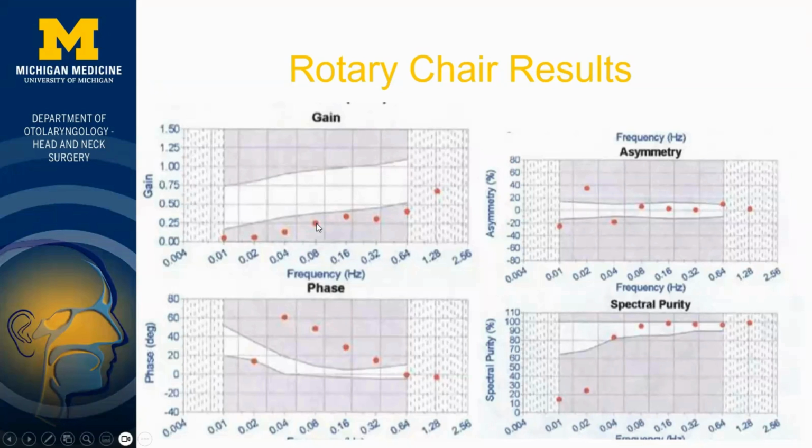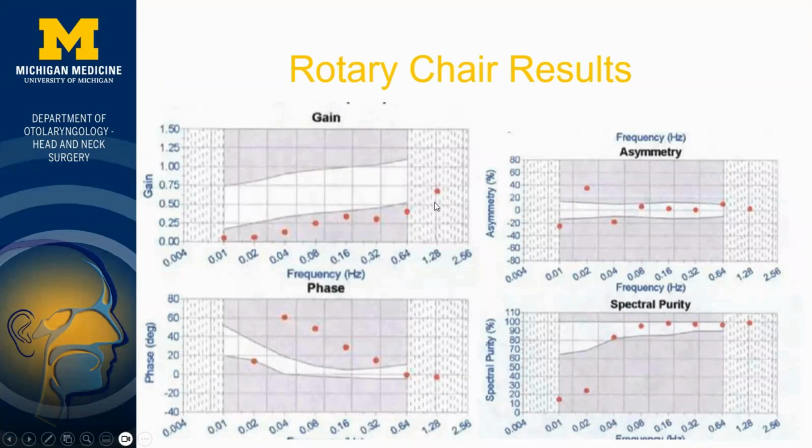We can't calculate his asymmetry or his phase for anything below 0.08 because the gain is too low, but around 0.08, we're able to make a comment about those. We see that the gain goes up in that characteristic pattern. He was paying attention, he was tasking, he was doing everything that he could to make the responses look good.